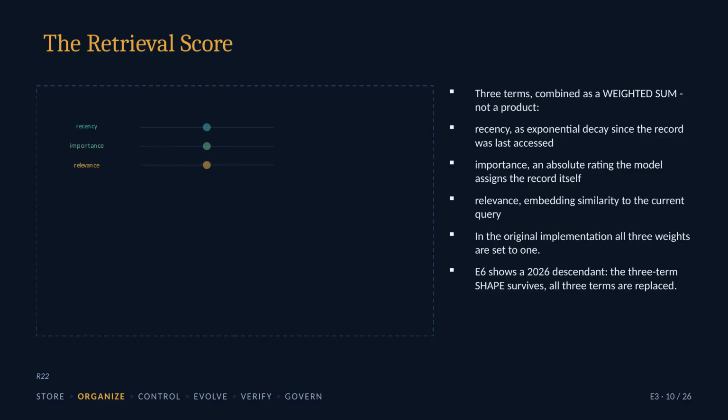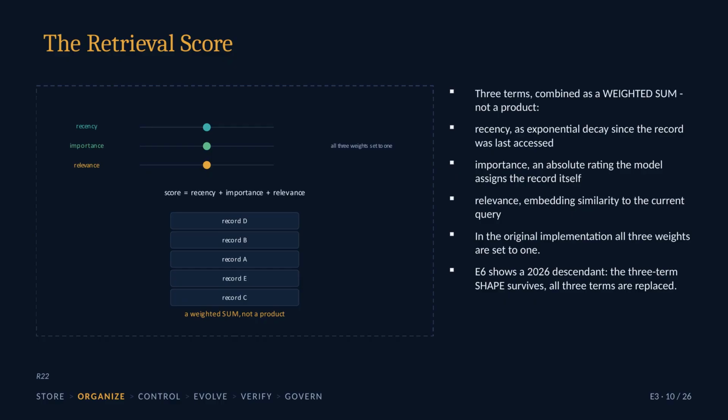Read time works like this. 3 terms, combined as a weighted sum, and I want to be exact here, because it is often written as a product and it is not one. Recency is exponential decay since the record was last accessed. Importance is an absolute rating the model assigns to the record itself, independent of any query. Relevance is embedding similarity to the current query. In the original implementation, all 3 weights are set to 1.